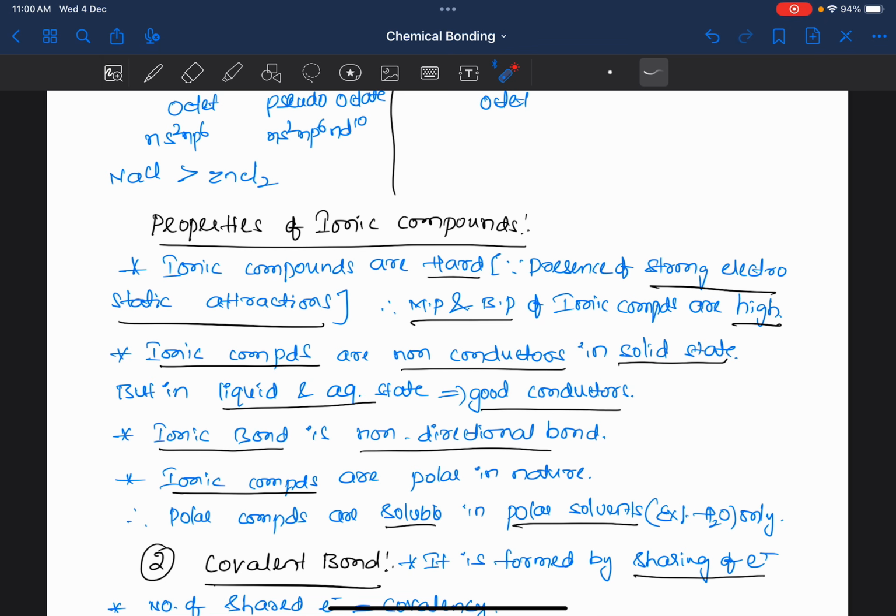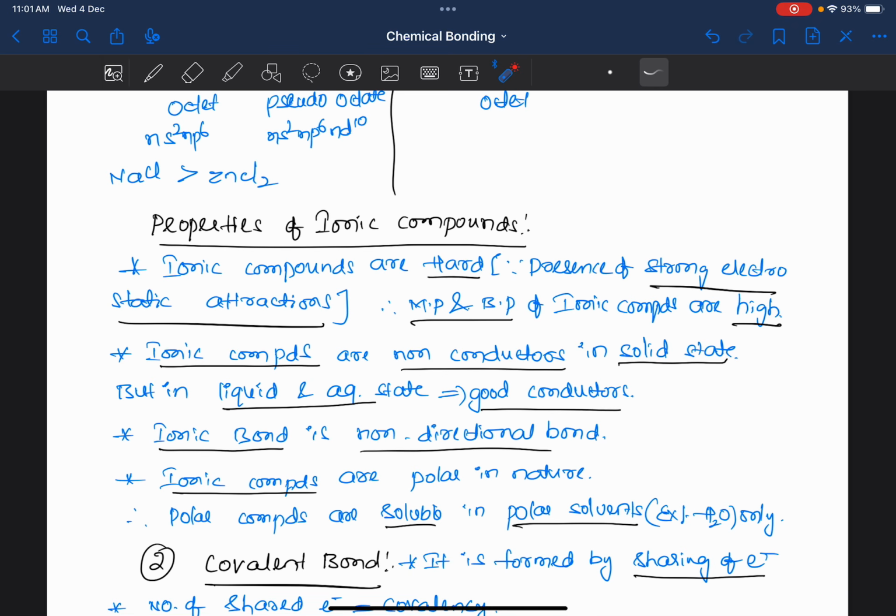And next, ionic compounds are polar in nature. Polar compounds are always soluble in polar solvents only. Polar solvents are water, alcohol, and some more compounds like that. Polar means what? Two opposite charged atoms of a substance is called a polar substance.